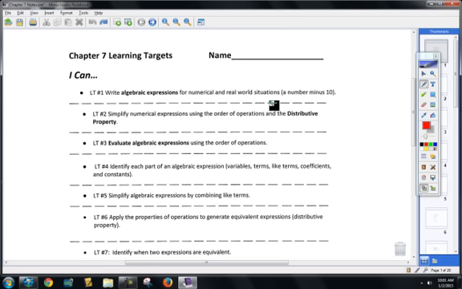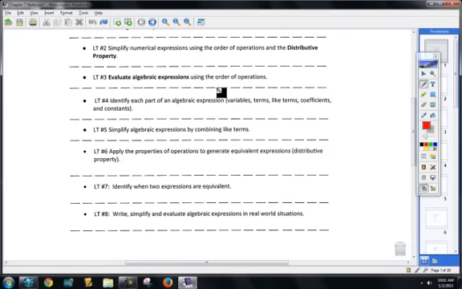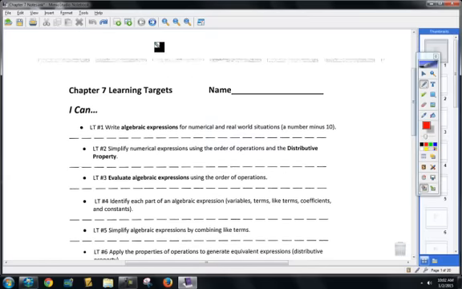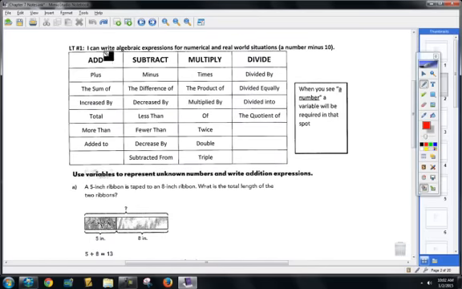So, please take everything I'm saying seriously because this is not a hard chapter, I don't think, but there's a lot to it. I mean, there's only 8 learning targets, but within each learning target is a lot of different things. So, this will be learning target number 1, so go ahead and flip to page 1. Okay, your learning target is I can write an algebraic expression for numerical and real world situations.